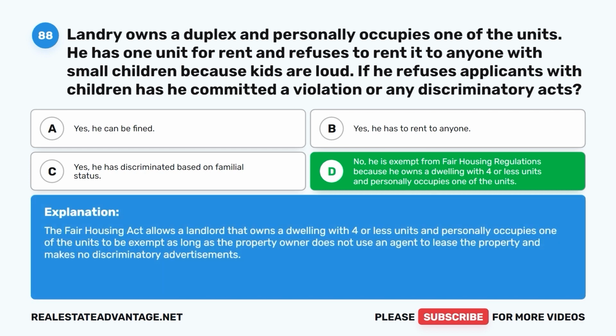The Fair Housing Act allows a landlord that owns a dwelling with 4 or fewer units and personally occupies one of the units to be exempt, as long as the property owner does not use an agent to lease the property and makes no discriminatory advertisements.